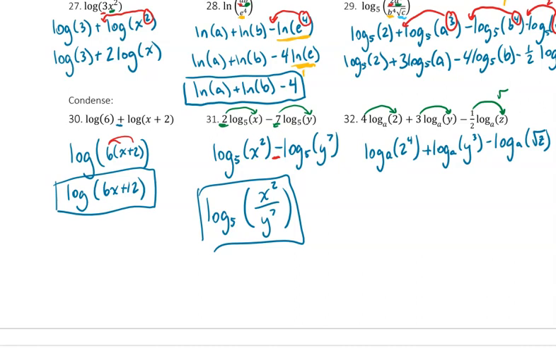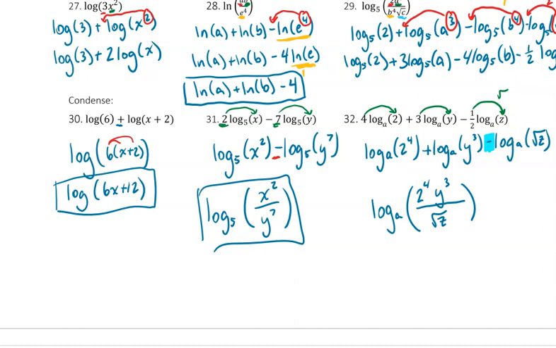Next, we're going to put it into one log. So I'm going to have log base a. Remember, anything that's positive is going to go on top. Anything that's negative is going to go on bottom. So the 2 to the 4th and the y cubed are both going to go on top. On the bottom is going to go square root of z because that's the only one that had that negative right there.